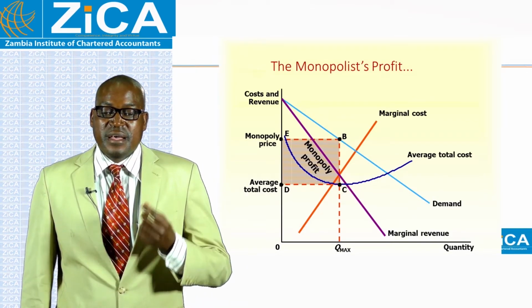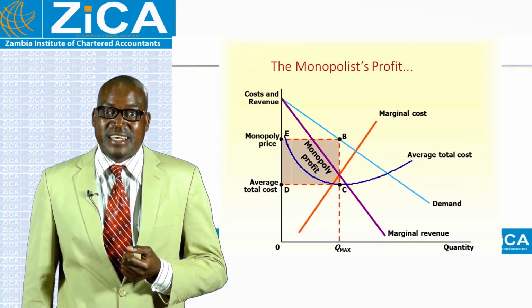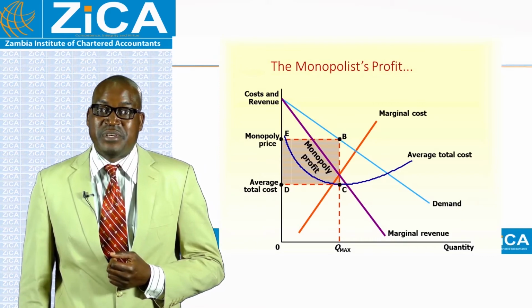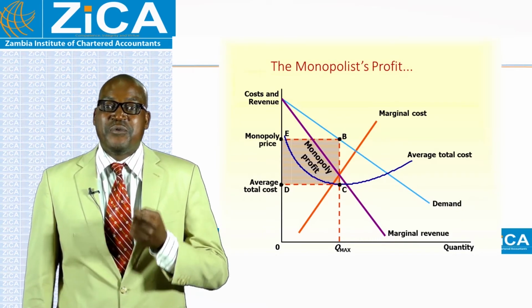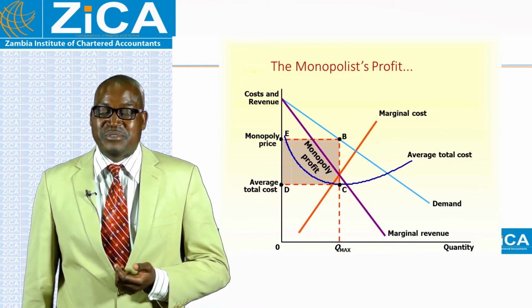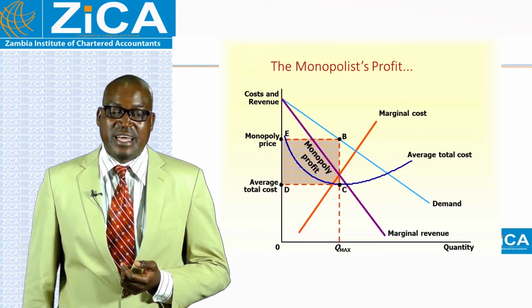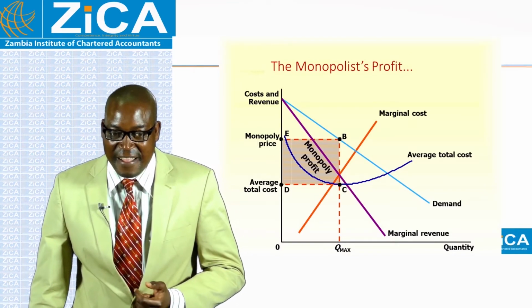Candidates are also required to draw the right graphs as the case is. Particularly what happens when there's a long run position, we need to be able to illustrate that without any problems. Once we are able to do that, then we'll have no problems whatsoever as far as this topic is concerned.